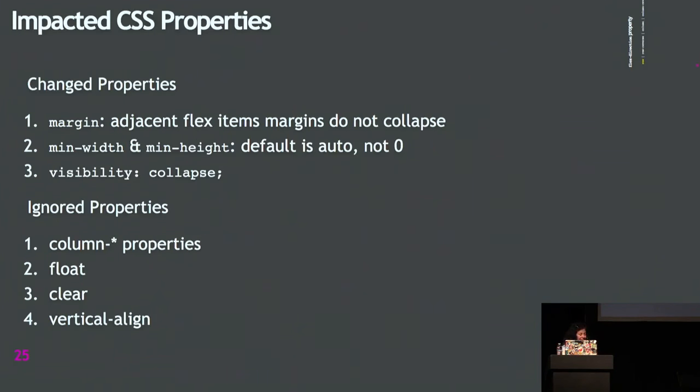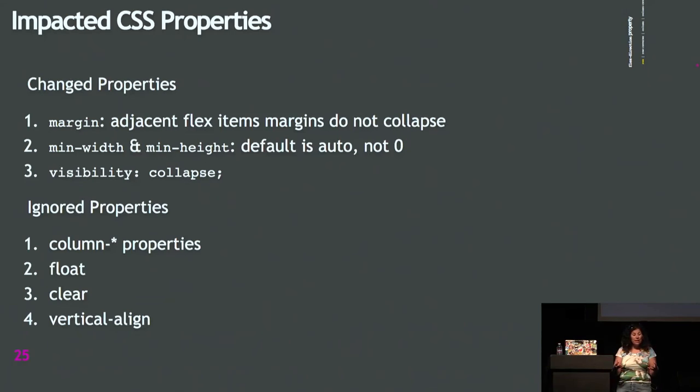OK. Then there's a few properties in CSS that behave differently when it has to do with Flexbox. The first one is margin. Adjacent margins, we all know adjacent margins collapse. So if you have a top margin of 10 pixels and a bottom margin of 10 pixels, it'll be 10 pixels. It won't be 20. When it comes to flex items, it will actually be 20. It does not collapse. Min width and min height, according to the CSS 2.1 specification, has a default value of 0. When something is a flex item, its default min width is actually auto. So it's the size of the content.